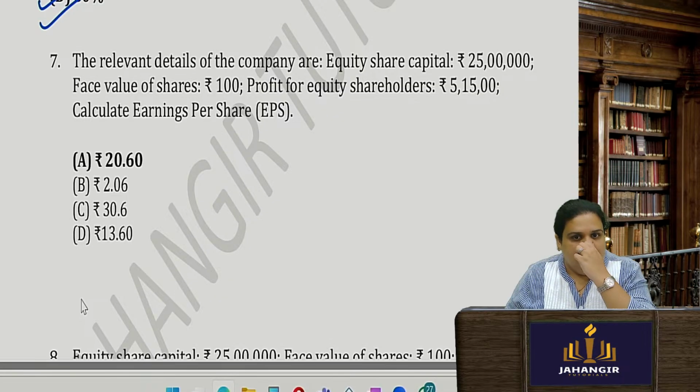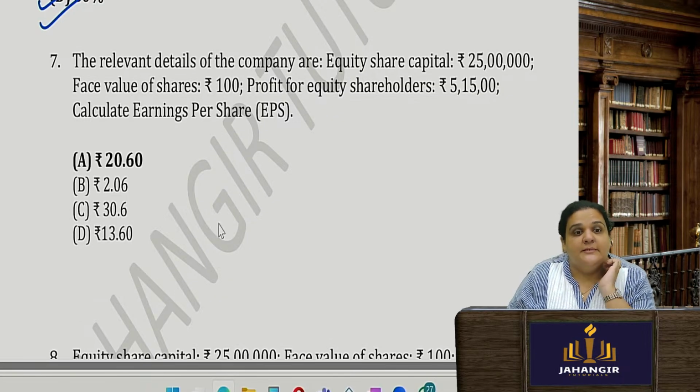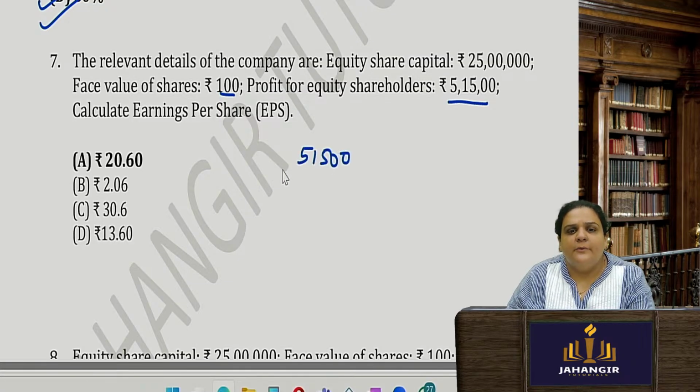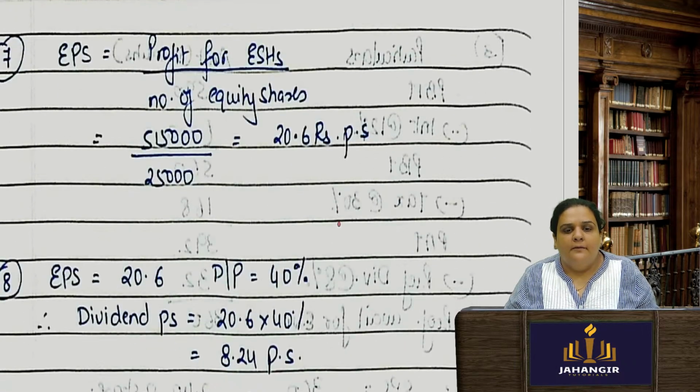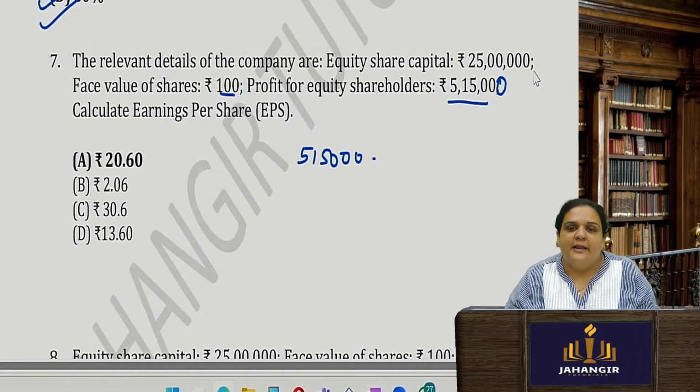Next question. Equity share capital 25 lakh rupees. Face value is 100. Profit for equity shareholders is 5 lakh 15,000 rupees. Earning per share is what? Profit available for equity shareholders is 5 lakh 15,000. Yes, it is 5 lakh 15,000. Number of equity shares will be how much? 25 lakhs divided by 100 is 25,000 shares. 20.60 per share will be my earning per share.